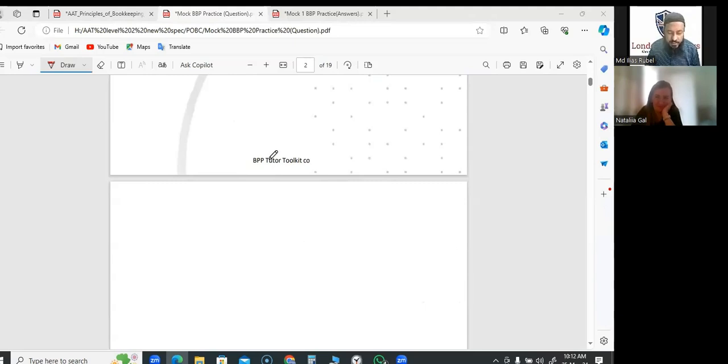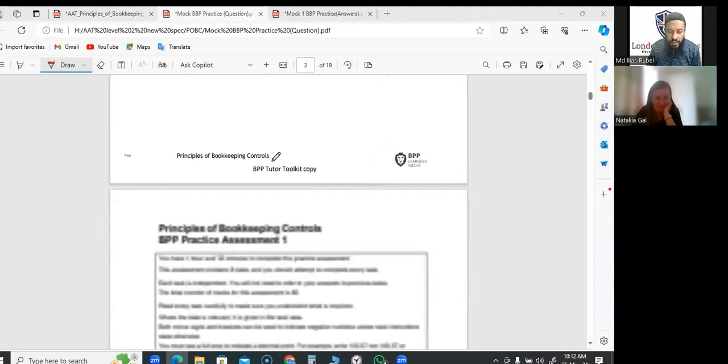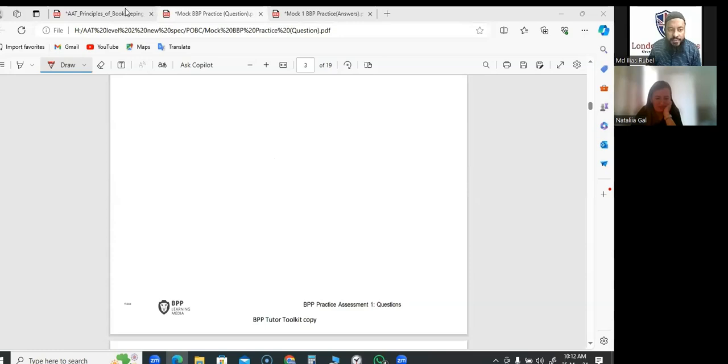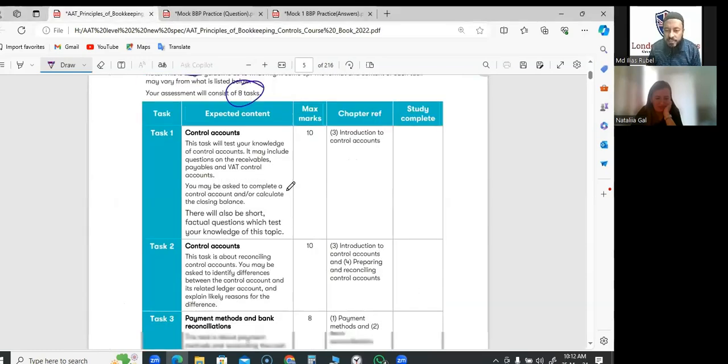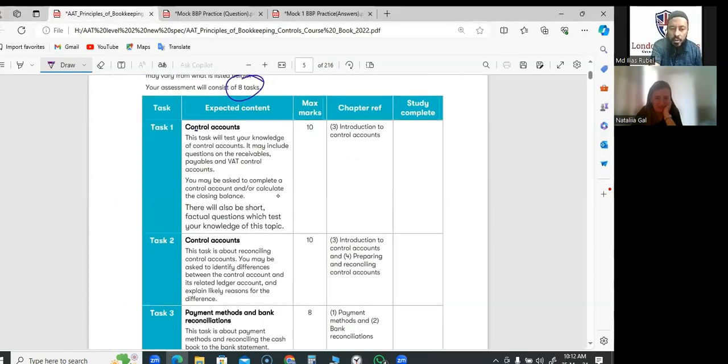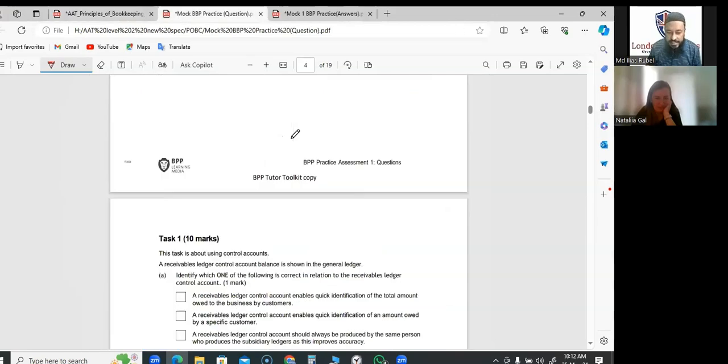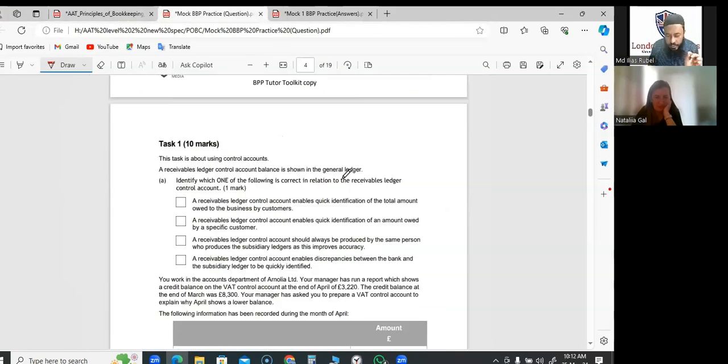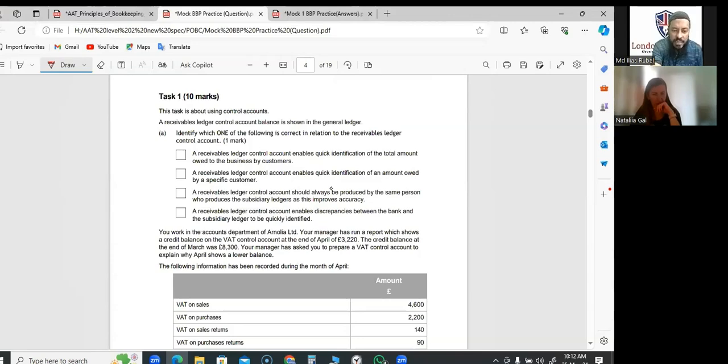Let's get started with the first question. The first question you're going to expect is from control accounts. I changed the color of my pen. I'm expecting a little answer from you, and I will also be giving my answers, so it's both ways. Okay. Question number one, task 1 for 10 marks. This task is about using control accounts, a receivables ledger control account.